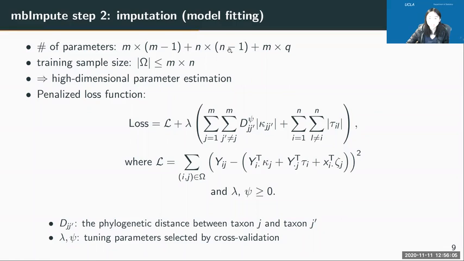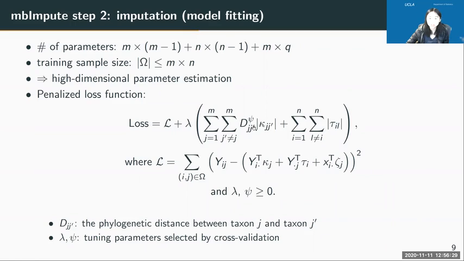This one has n times n minus 1 parameters. So to do the penalization, here we use the L1 penalty. And a special thing for the kappa jj prime is that here the coefficient is about borrowing information from j prime to impute j. And so here we leverage the phylogenetic distance between taxon j and j prime.